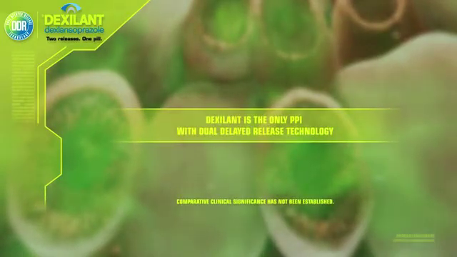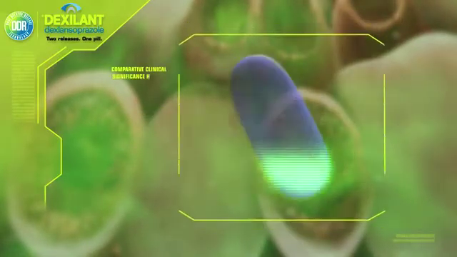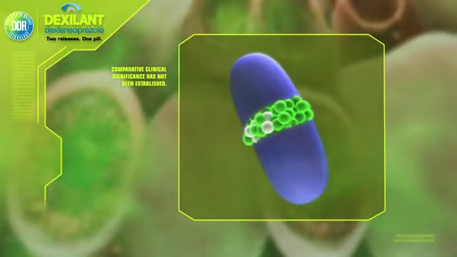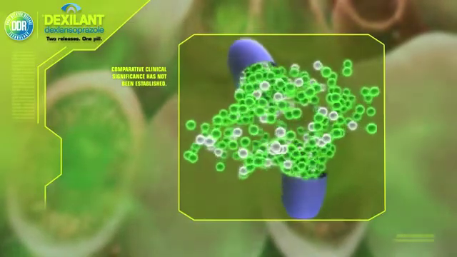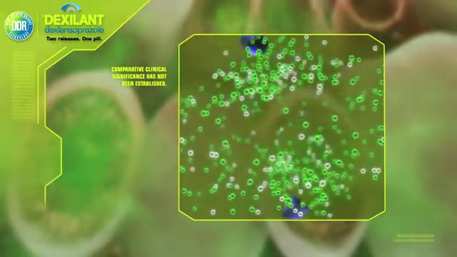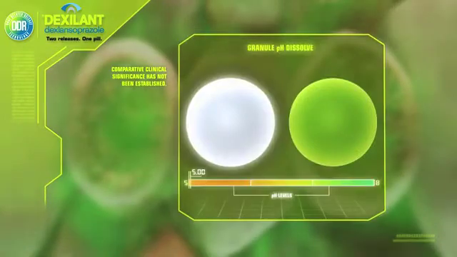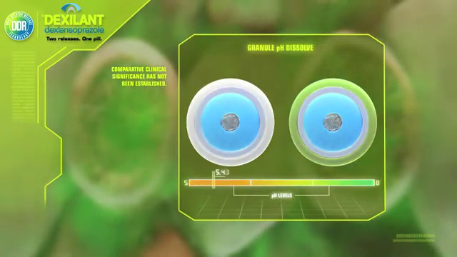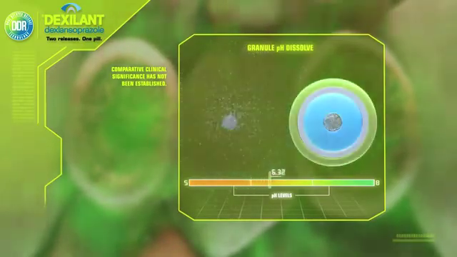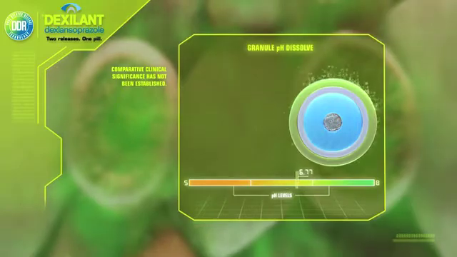Dexilant is the only PPI with dual delayed release technology, which provides two distinct releases of drug. Let's first examine how dual delayed release technology works. In every capsule of Dexilant, there are two types of enteric-coated granules. Each is designed to dissolve at different pH levels. The first granule is designed to release at pH levels greater than or equal to 5.5. The second granule is designed to release at pH levels greater than or equal to 6.75.